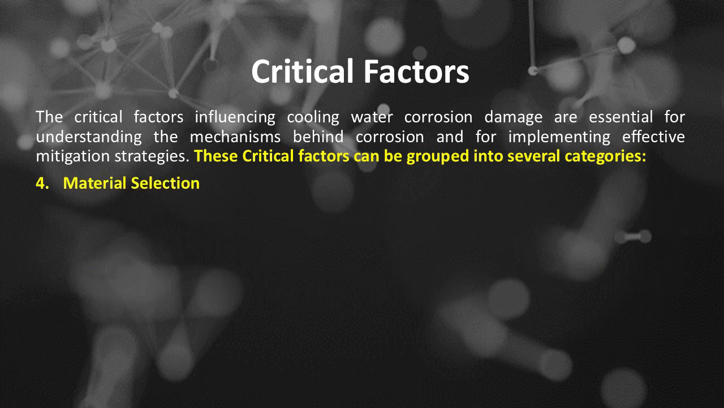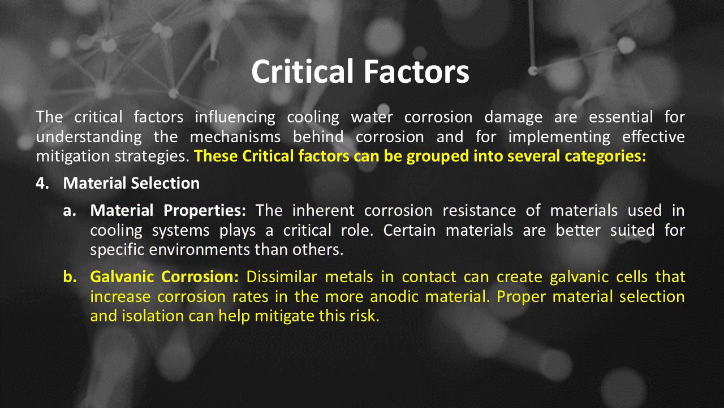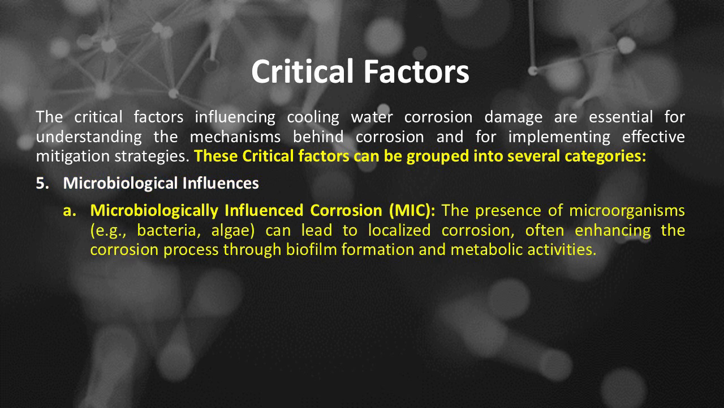Number 4 of critical factors group categories is material selection. Number A, material properties. The inherent corrosion resistance of materials used in cooling systems plays a critical role. Certain materials are better suited for specific environments than others. Number B, galvanic corrosion. Dissimilar metals in contact can create galvanic cells that increase corrosion rates in the more anodic material. Proper material selection and isolation can help mitigate this risk. Number 5 of critical factors group categories is microbiological influences. Number A, microbiologically influenced corrosion, or MIC.